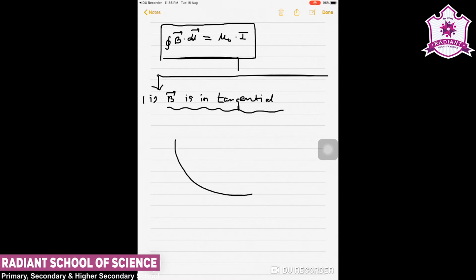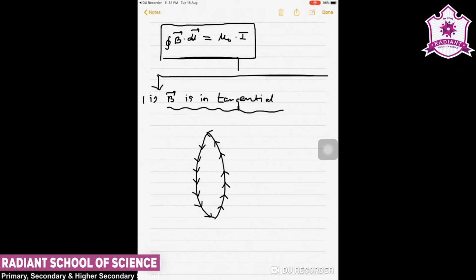suppose situated over here. This is the direction of loop. What we will do over here, we consider a loop like this and we consider the current is passing through it. These are small DL elements which are summed up into that integral term.